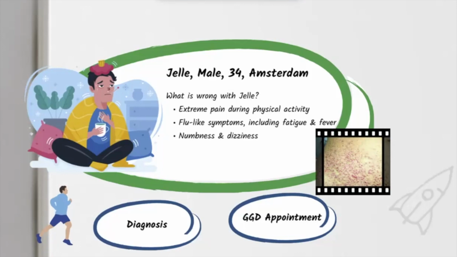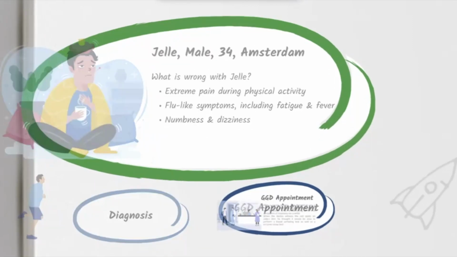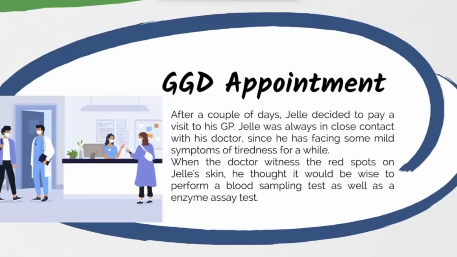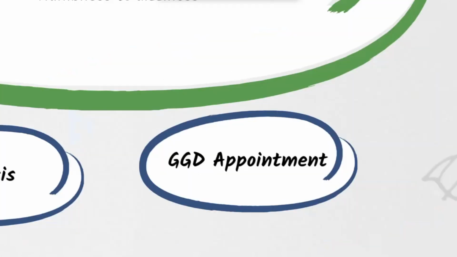What is more, Jelle started seeing some red spots on his abdomen that he already had since a couple of years ago, but they started progressing more and more. So he started being more concerned about it. As a result, Jelle decided to visit his GGD for an appointment. After the doctor witnessed the red spots on Jelle's skin, he thought it would be wise for Jelle to do a blood sampling test as well as an enzyme assay test.